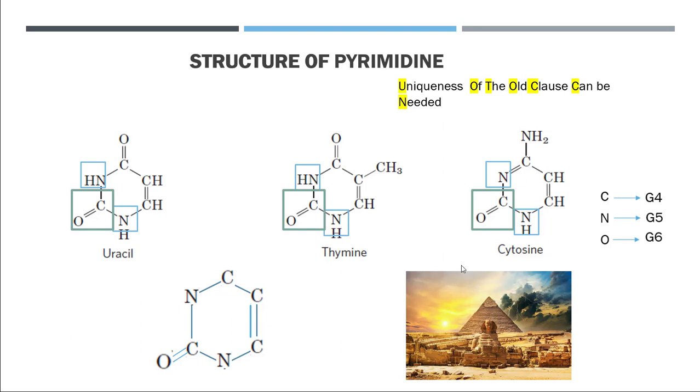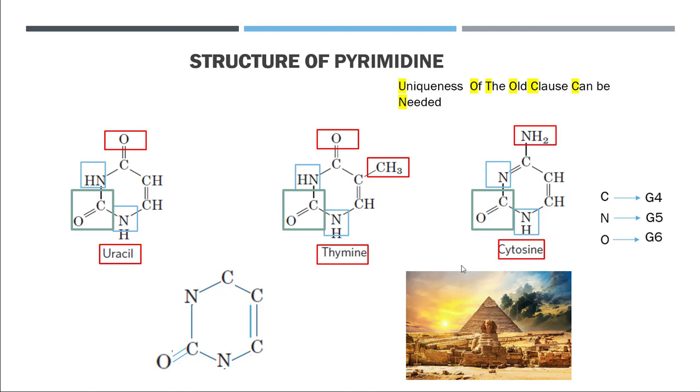Now the letters that are highlighted here are telling you what to do. U stands for uracil here, and O stands for oxygen on the top. T stands for thymine here, and O stands for oxygen on the top. C stands for carbon on the side. Again, the next C is telling you that this is cytosine, and N is telling you that this is nitrogen on the top. Fine? Okay, now we put all these things together. Just by memorizing this code, you can remember the structure for pyrimidines.